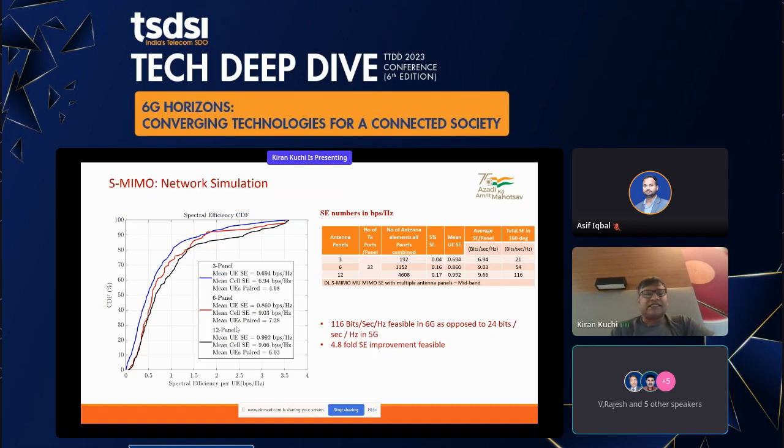I'll skip this slide. These are certain network simulation results that confirm that you can achieve at least 100 bits per second per hertz in 6G. That is almost nearly a fivefold improvement over 5G. This is using very large antenna elements.